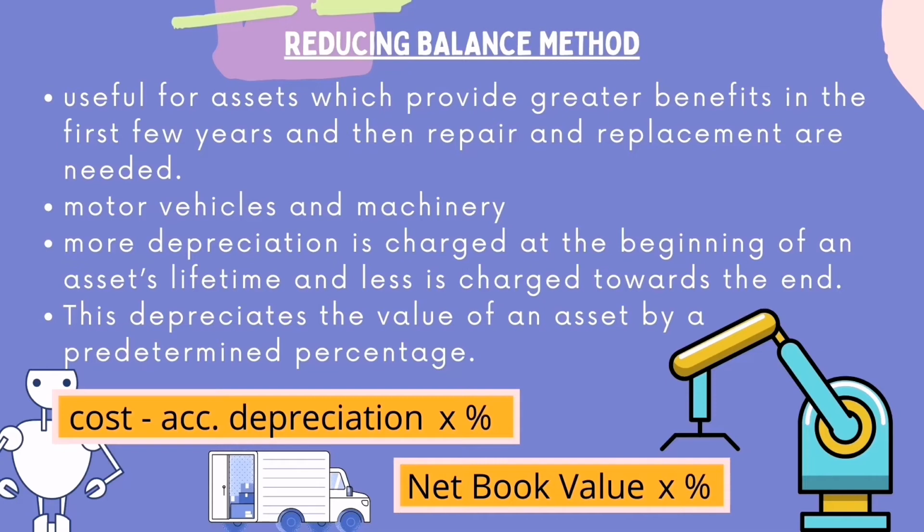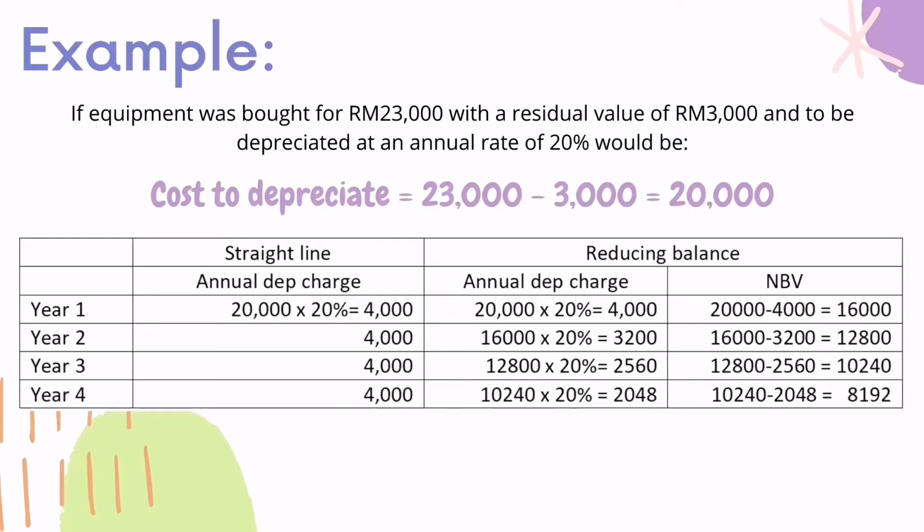As you can see, annual depreciation is equal to the net book value of the non-current asset multiplied with the percentage given. So how to get net book value? Actually, net book value equals cost minus accumulated depreciation. So if you expand the formula, it will become cost minus accumulated depreciation, multiplied with a given percentage. By using this method, depreciation charged annually will be different, in a way of reduction.